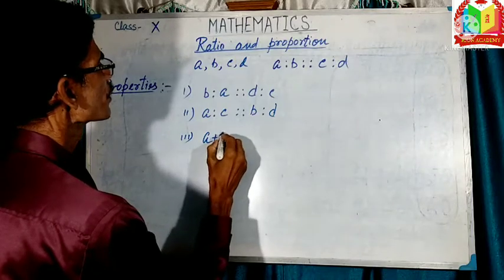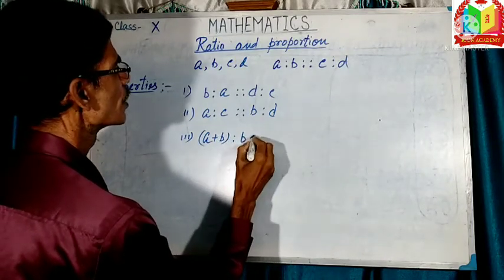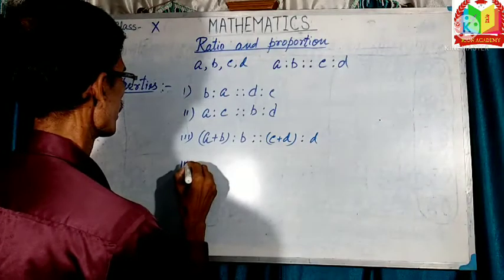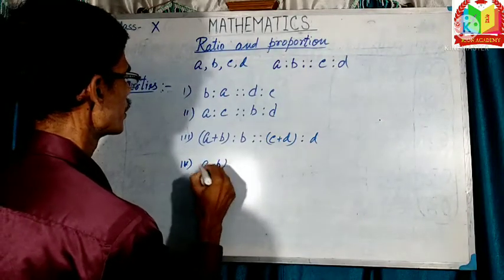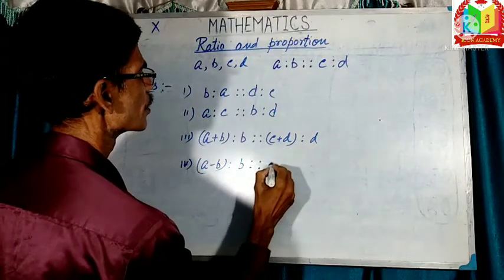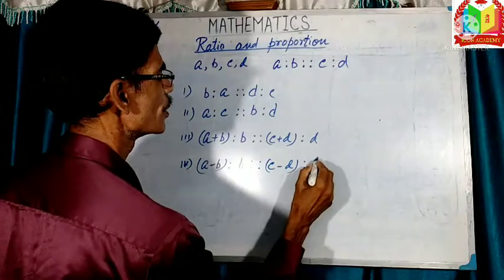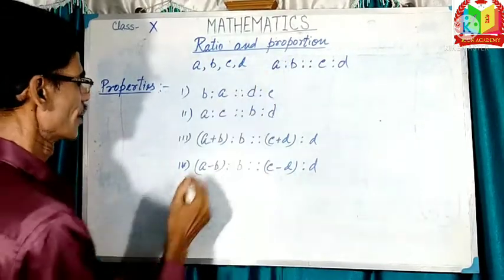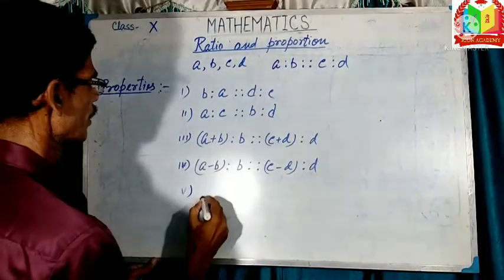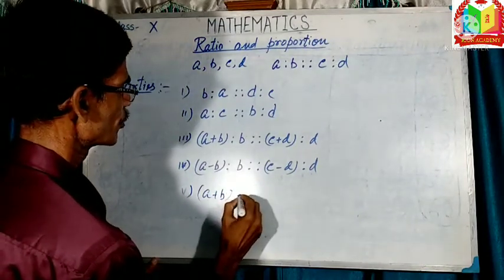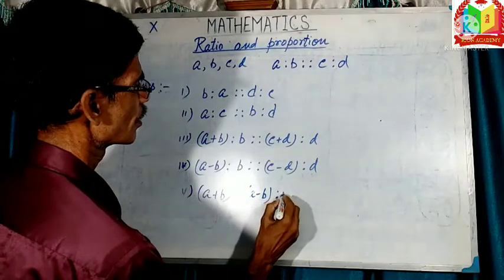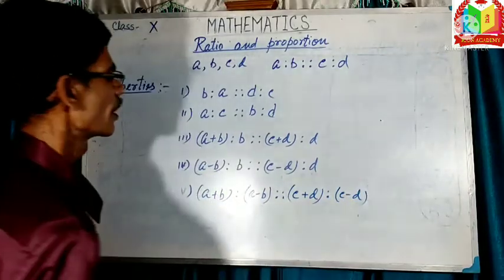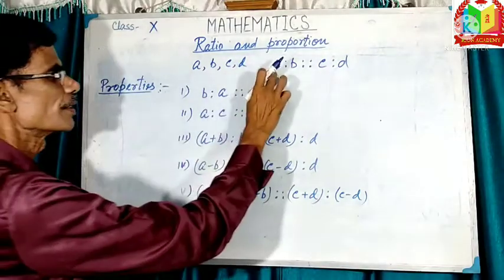A plus B is to B, proportion C plus D is to D. A minus B is to B, C minus D is to D. When I use componendo and dividendo, then we can write A plus B is to A minus B, C plus D is to C minus D. These are the properties of this proportion.